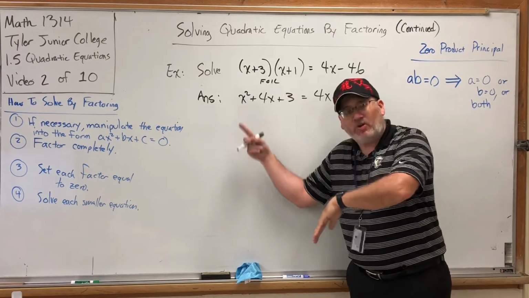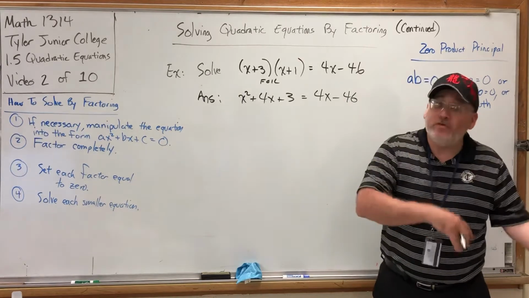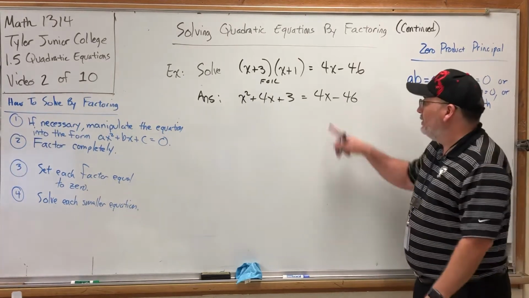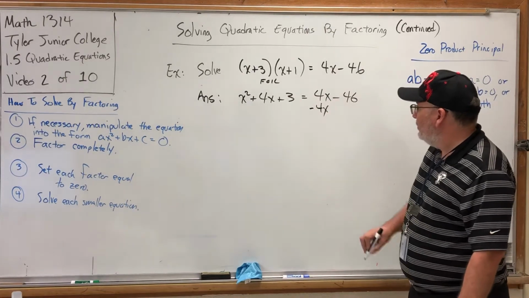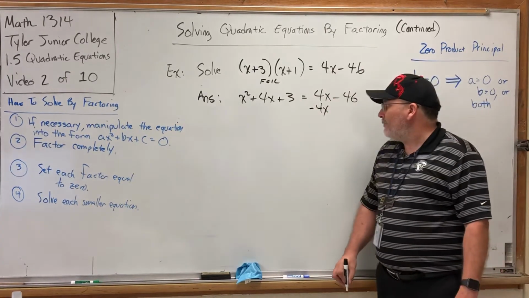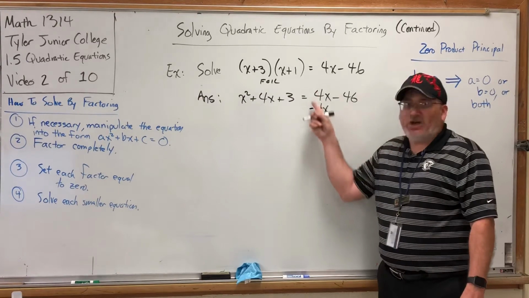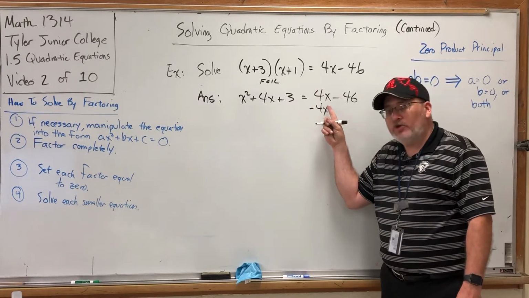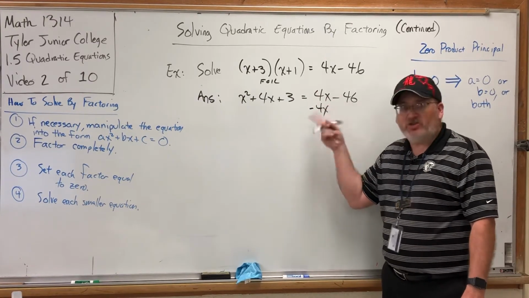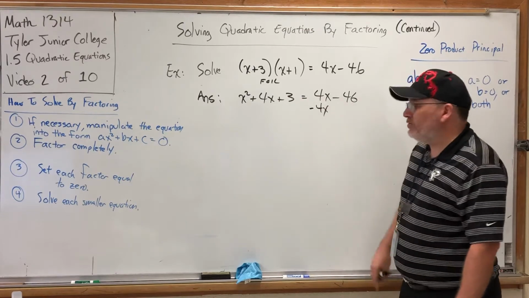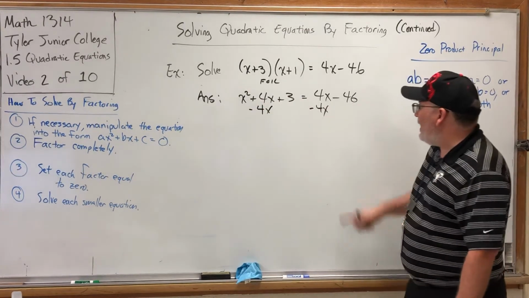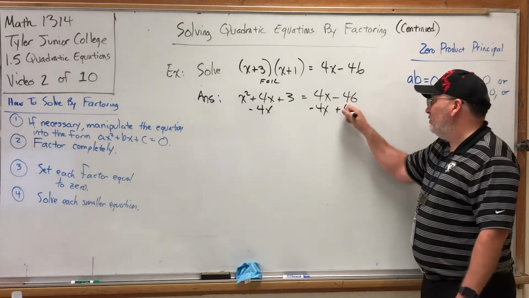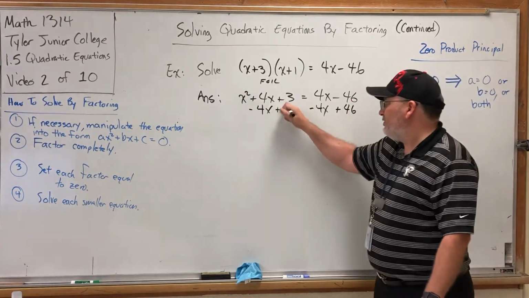So everything's going on the left, which means everything is moving out from the right. To get rid of the positive 4x, I'll subtract 4x. If you're thinking, why don't I divide by 4? Because this 4x as a whole term is not part of a multiplication problem. It's part of an addition and subtraction problem. So I have to use addition and subtraction to get rid of the entire term. And while we're at it, to get rid of the minus 46, plus 46 on both sides.